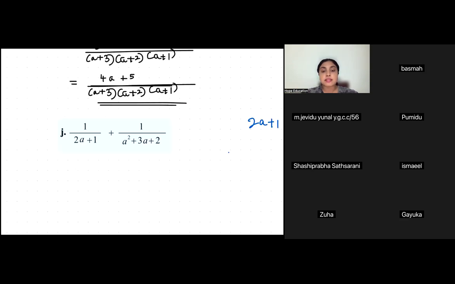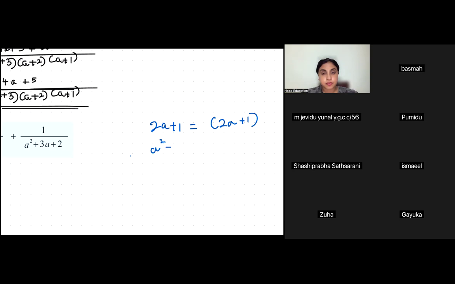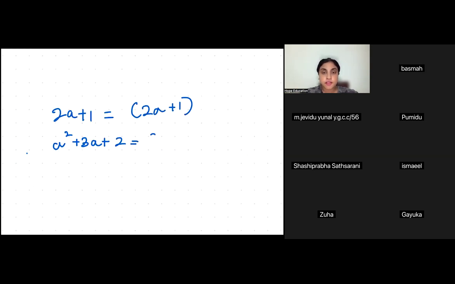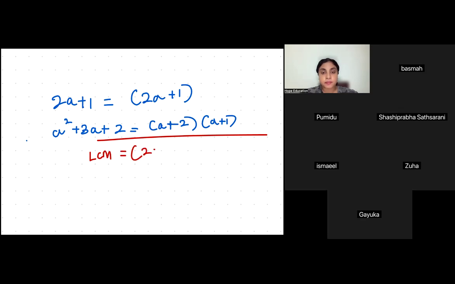Then a squared plus 3a plus 2. Now here, when you factorize, you will get a plus 2, a plus 1. So the LCM, we should get 2a plus 1, a plus 2, a plus 1.